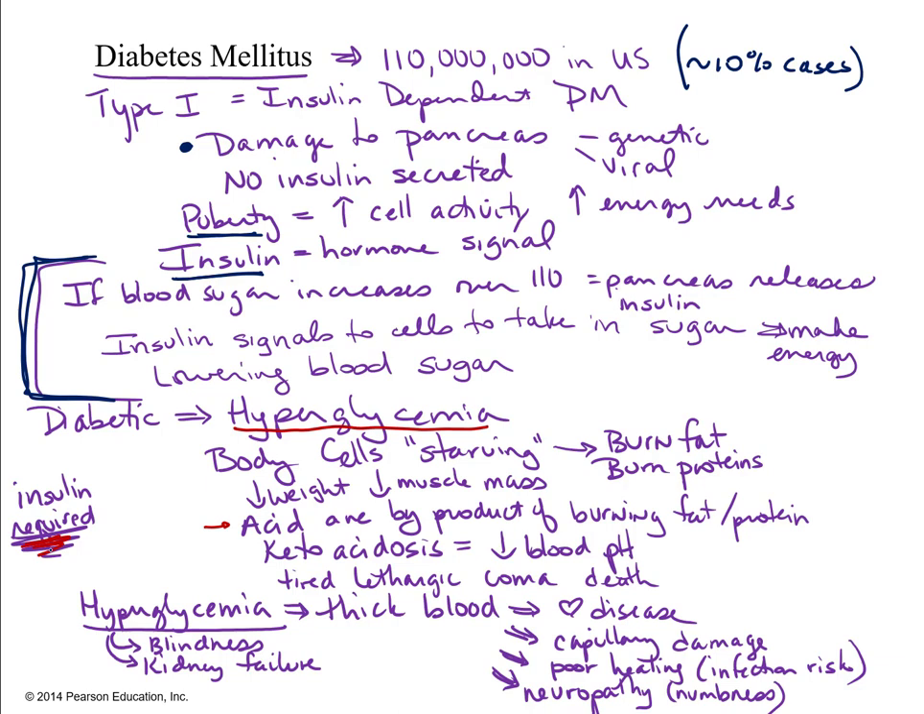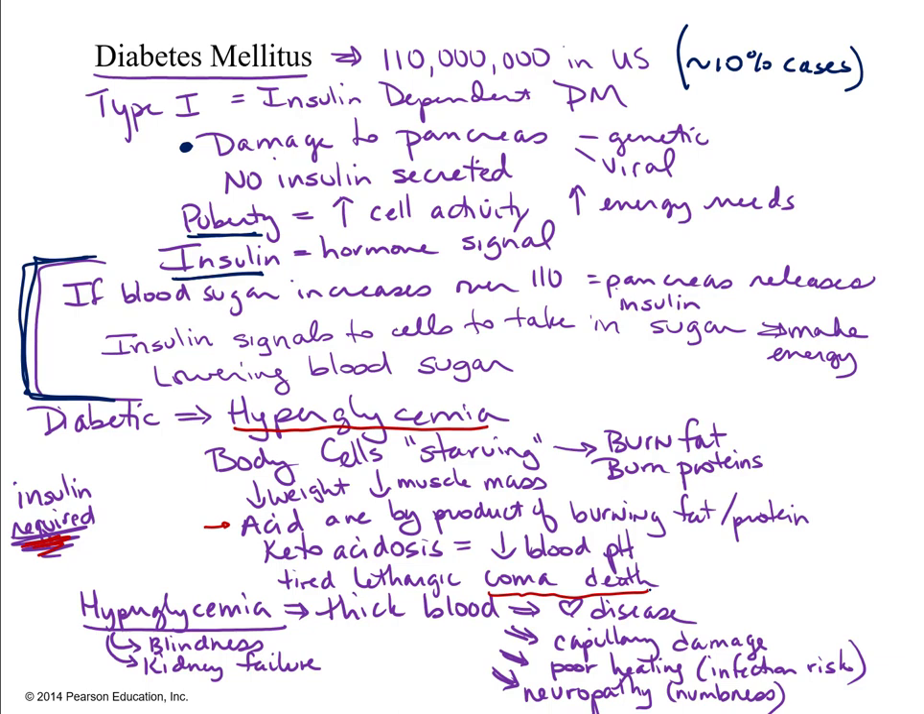What happens to the type 1 diabetic, because there's no insulin, their blood sugar just begins to go up, up, up, up. It just continues to rise. That thick, high sugar blood, in addition to the waste products that are made by the body cells burning fat and protein, can cause what's called ketoacidosis. So it can cause so much acid produced, and you've got this really thick sugar-filled blood that all leads into the diabetic coma and can end up leading to death.